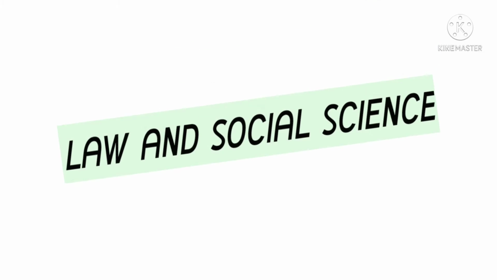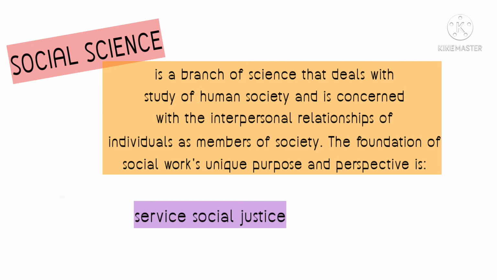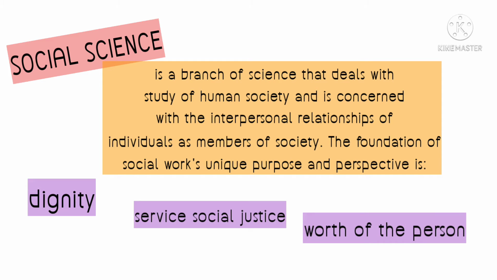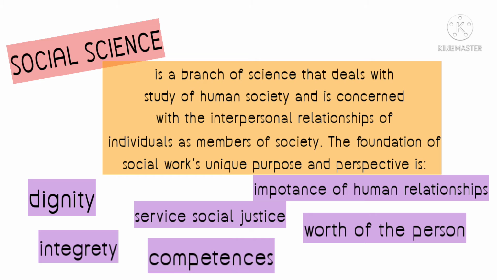Next is the law and social science. Social science is a branch of science that deals with the study of human society and is concerned with the interpersonal relationships of individuals as members of society. The foundation of social work's unique purpose and perspective is service, social justice, dignity and worth of the person, importance of human relationships, integrity, and competence.